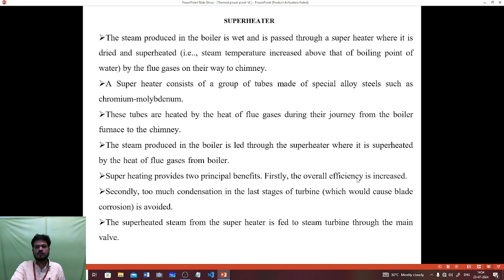First, overall efficiency is increased, and secondly, it avoids too much condensation in the last stage of the turbine, which would cause blade corrosion, which is to be avoided. Then the superheated steam is fed to the steam turbine through the main steam pipe.